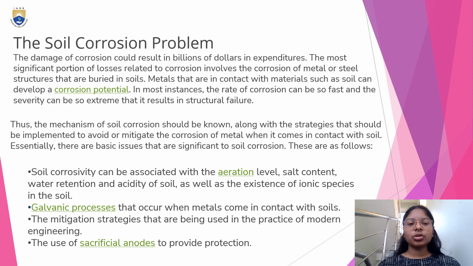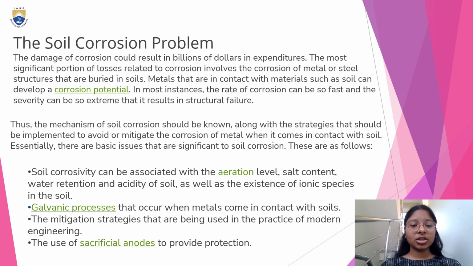Now, we'll discuss some problems of soil corrosion. The damage of corrosion could result in billions of dollars in expenditures. The most significant portion of losses related to corrosion involves the corrosion of metal or steel structures that are buried in soils. Metals that are in contact with materials such as soil can develop a corrosion potential. In most instances, the rate of corrosion can be so fast and the severity so extreme that it results in structure failure.